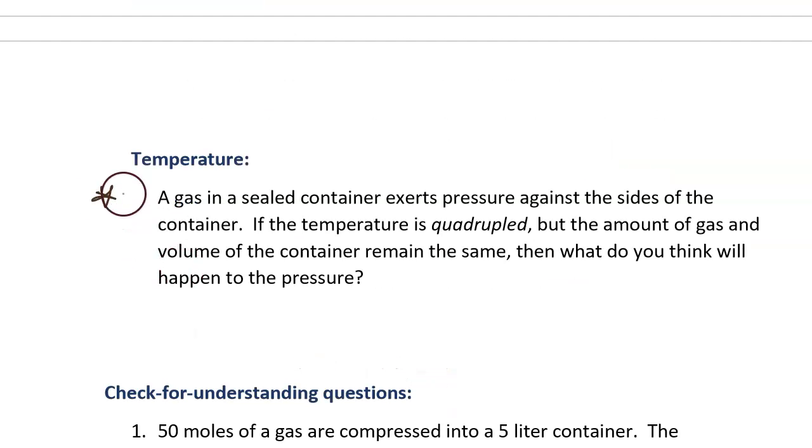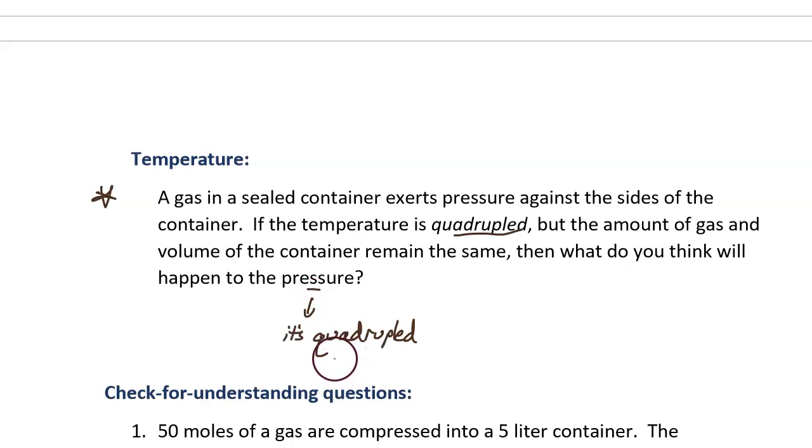Next, please consider this situation. A gas in a sealed container exerts pressure against the sides of the container. If the temperature is quadrupled, which means times by 4, but the amount of gas and the volume of the container remain the same, then what do you think will happen to the pressure? Please tell your table partner what you think will happen to the gas pressure in the container if the temperature is multiplied by 4.